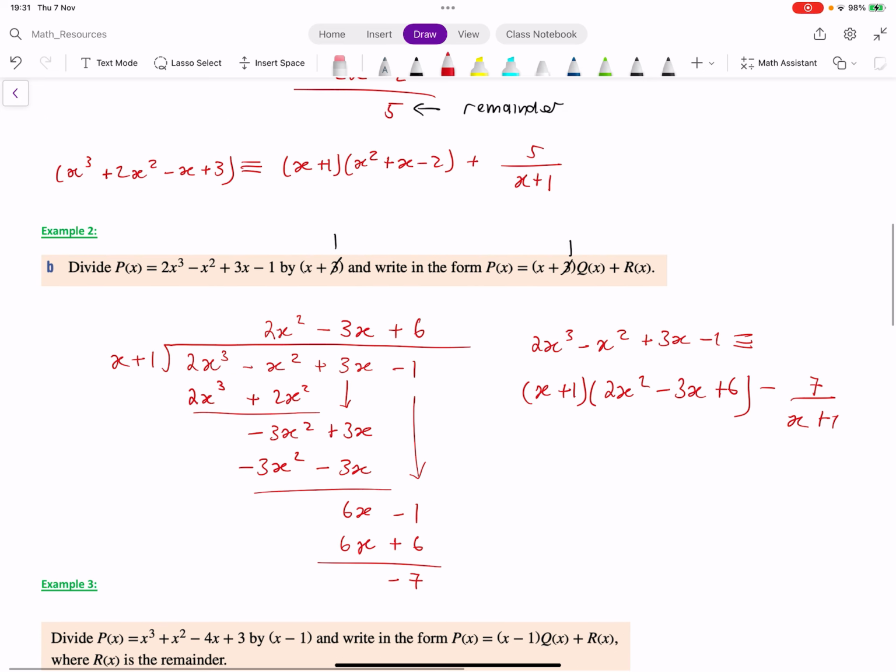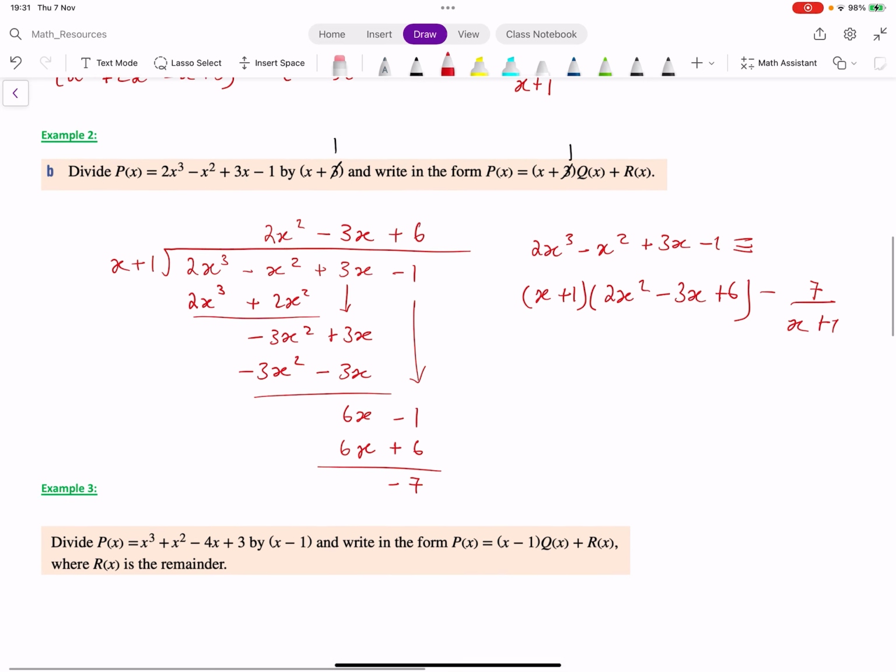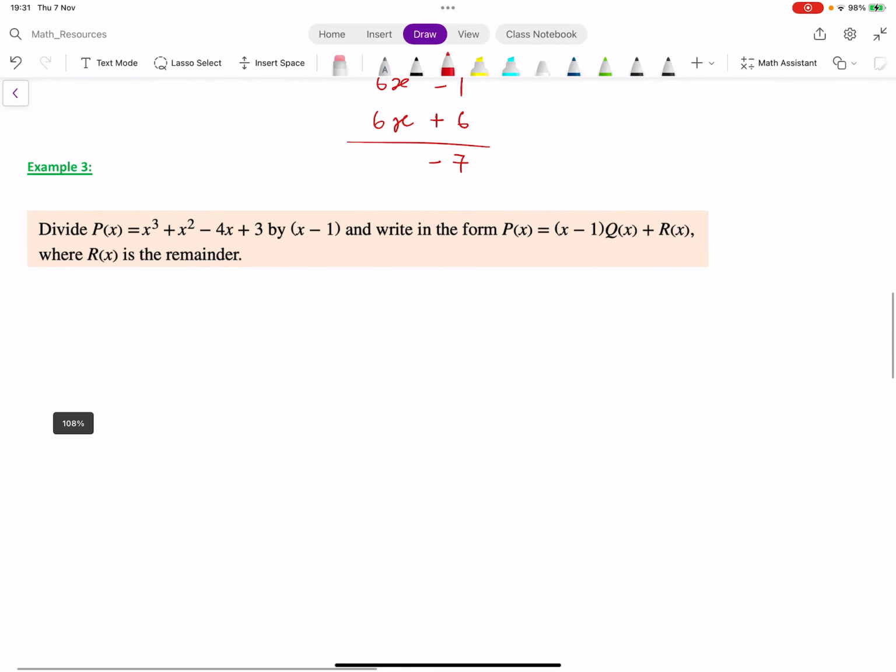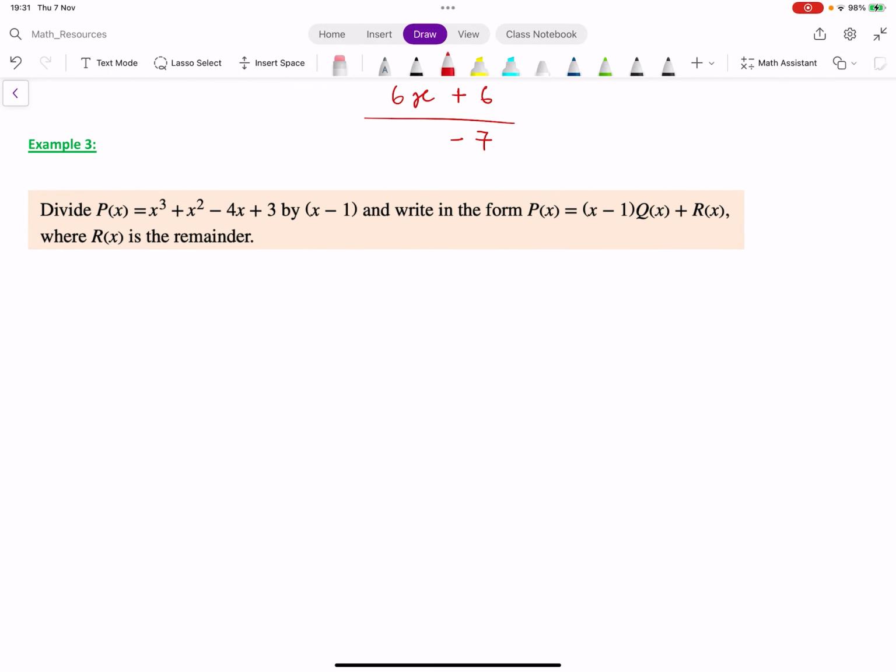Okay, since I made a mistake there, I'm going to do one more example. Hopefully I get it right. Okay, divide p of x is x cubed plus x squared minus 4x plus 3 by x plus 1, and write in that form. Okay, let's set it up as our polynomial division again. So x cubed plus x squared minus 4x plus 3, and let's go.